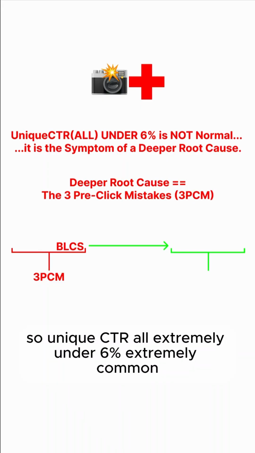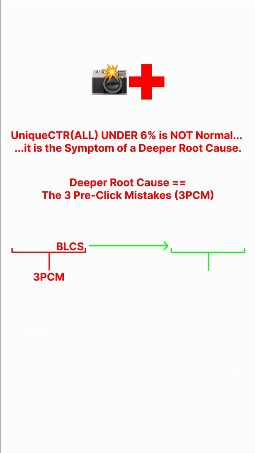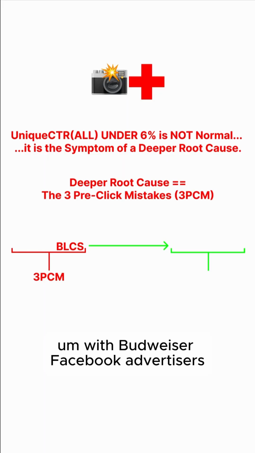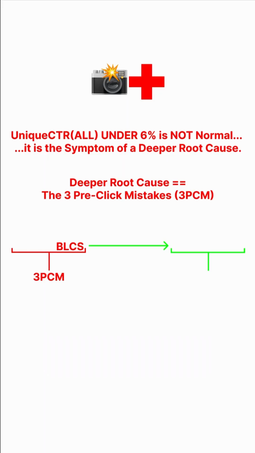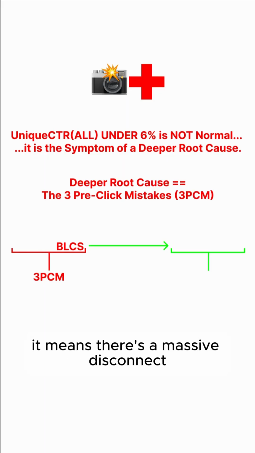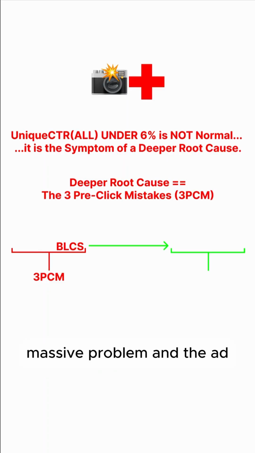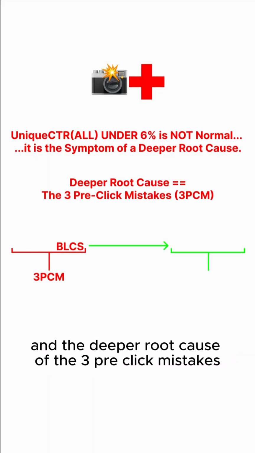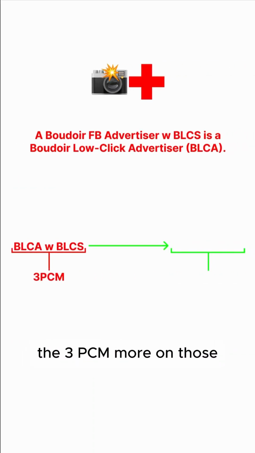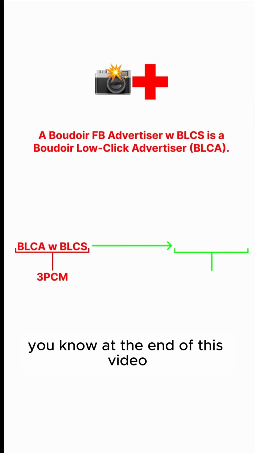So unique CTR all extremely under 6% is extremely common. It's the most common thing I see with Boudoir Facebook advertisers. But it's not normal. It means there's a massive disconnect, a massive problem in the ad. And the deeper root cause is the 3 pre-click mistakes, the 3 PCM. More on those at the end of this video.